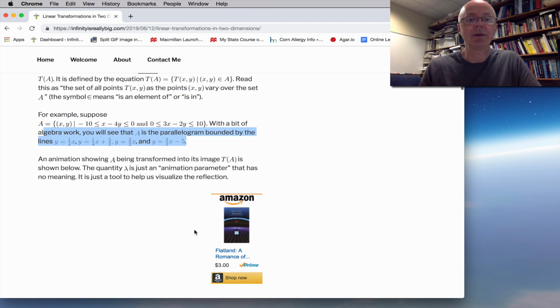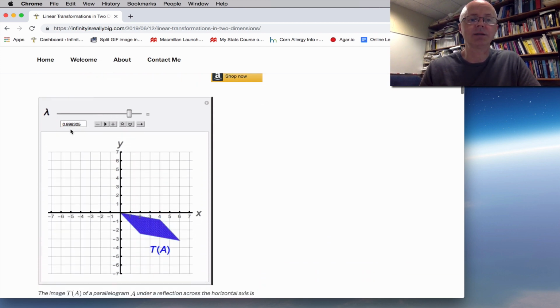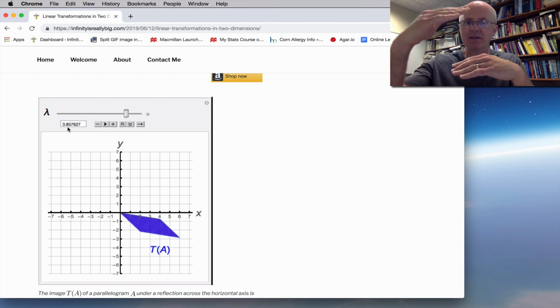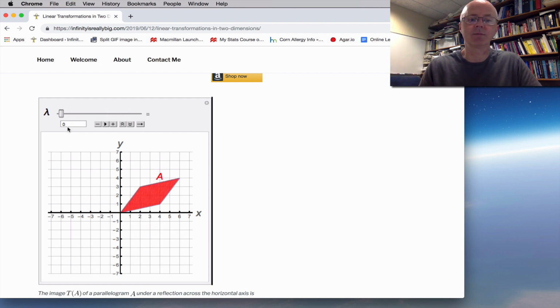But it is a parallelogram, and here's an animation showing how A is transformed into its image, T of A. In this animation, the parameter lambda that you see here that goes from 0 to 1 is just an animation parameter. It doesn't really have much meaning besides telling you how far A has been transformed into its image T of A. That starting picture when lambda is 0 is A. It is the parallelogram that I described above. The ending picture when lambda is 1, right there, is T of A. Everything in between is just a way to visualize the transformation as a reflection, and I think it's a nice, beautiful way to visualize how A gets reflected across the horizontal x-axis, how A gets transformed into its image.